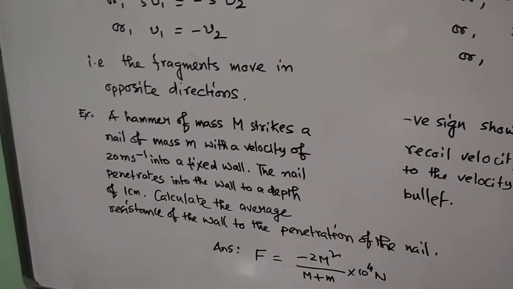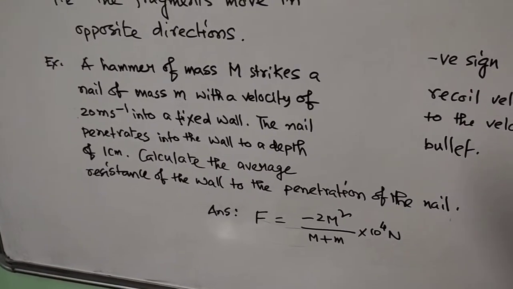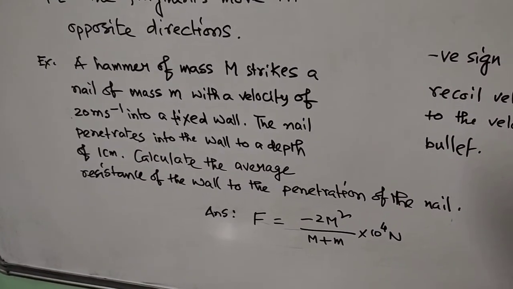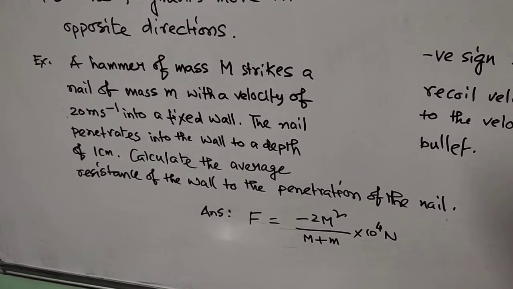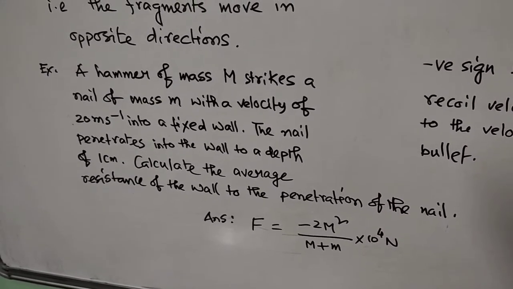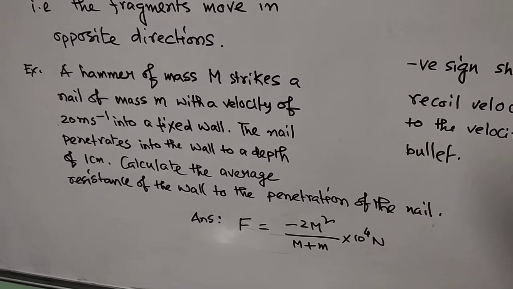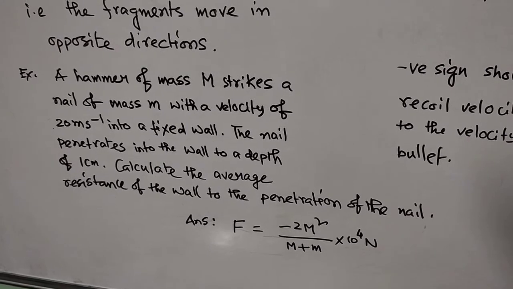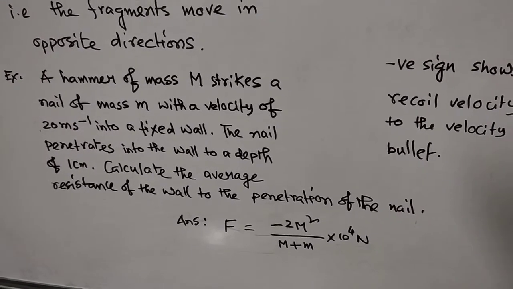Now I am keeping this one for you. You try this one, find out the answer and check the answer. A hammer of mass capital M strikes a nail of mass small m with a velocity of 20 meter per second into a fixed wall. The nail penetrates into the wall to a depth of 1 centimeter. Calculate the average resistance of the wall to the penetration of the nail.